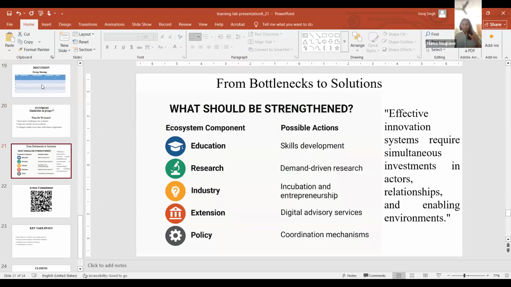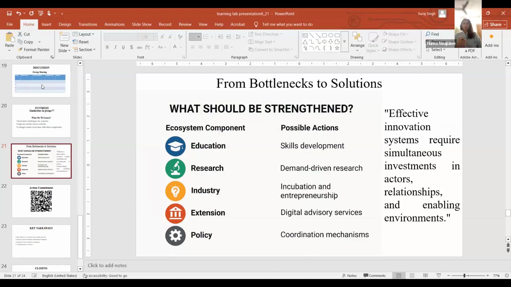In this way, probably we can create a linkage where the research activities can reach the farmers, and the students can change their mentality from being service seekers to becoming entrepreneurs or innovators, so that other farmers can also benefit, and they'll also be creating jobs for other people.